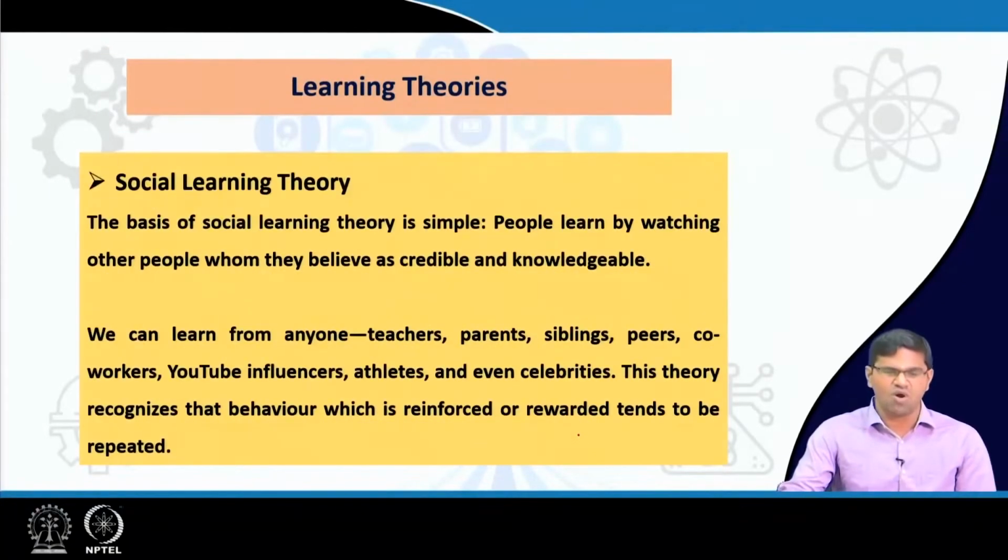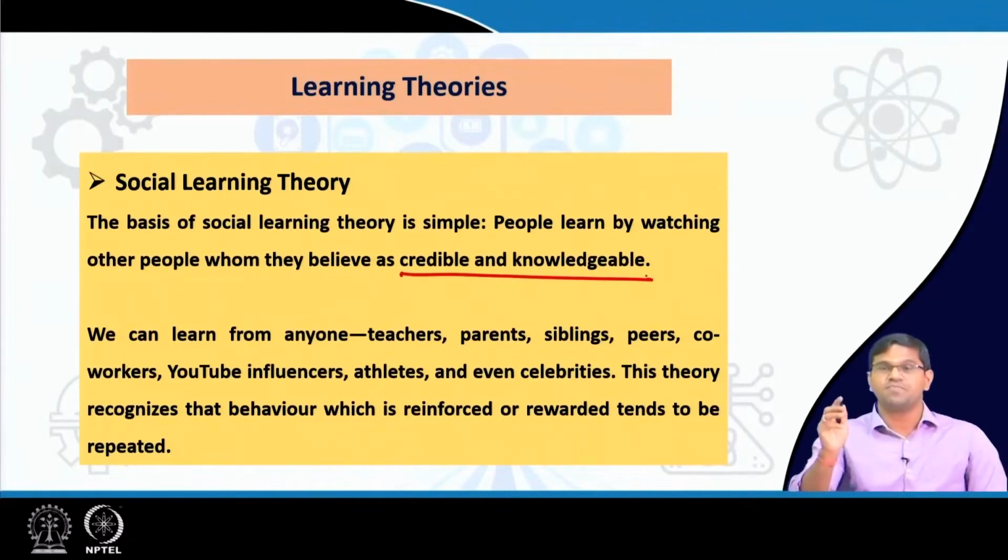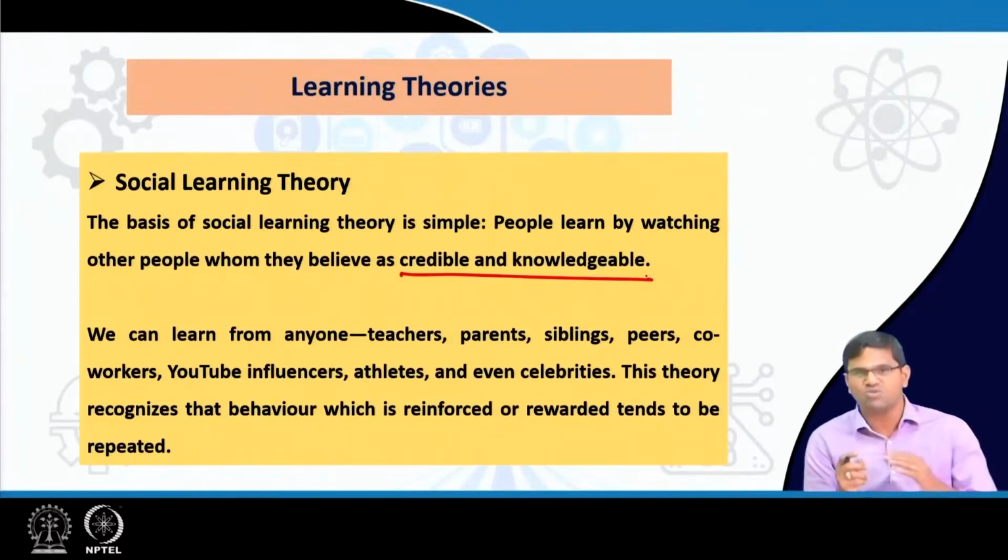Now let us go on to the social learning theory. What does the social learning theory say? The social learning theory says people will learn by observing others, watching others whom they believe to be credible and knowledgeable, referred to as the person who knows things in a particular field. People do not necessarily have to experience or go through the training themselves. The social learning theory also goes against what people always feel, that an individual has to go through the training so that they learn.